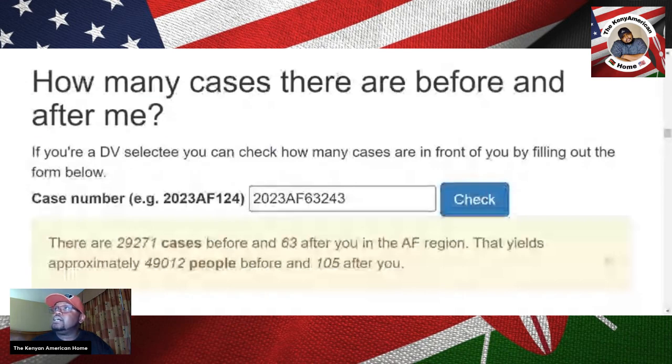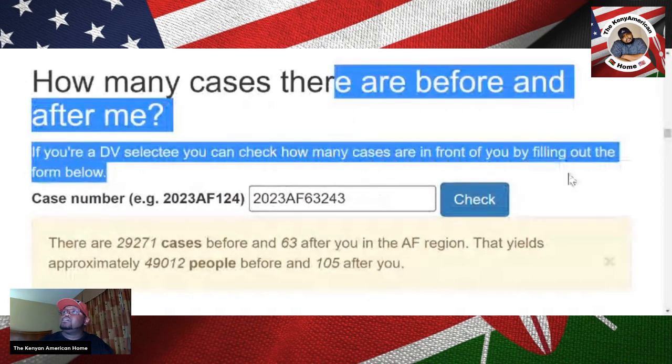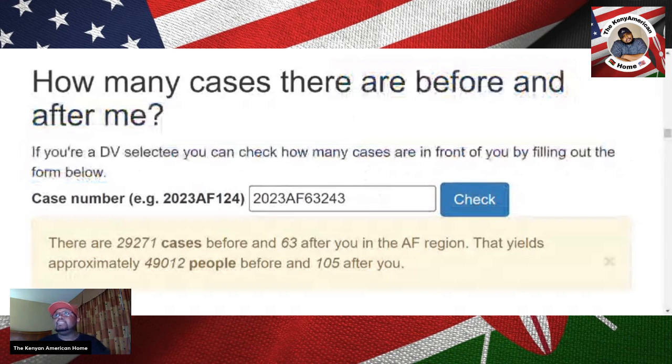Okay, so 63,243. What they're saying is there are 29,271 cases before you and 63 cases after you, as an estimate as of right now. That means there are approximately 49,000 people ahead of you and 100 people after you. So with 63,243, there's still a good chance that you fall among the 55,000 people.